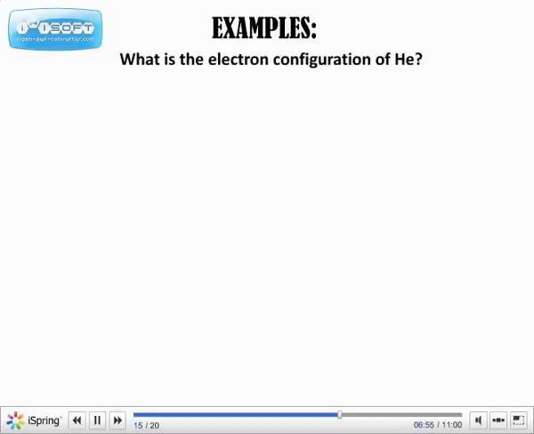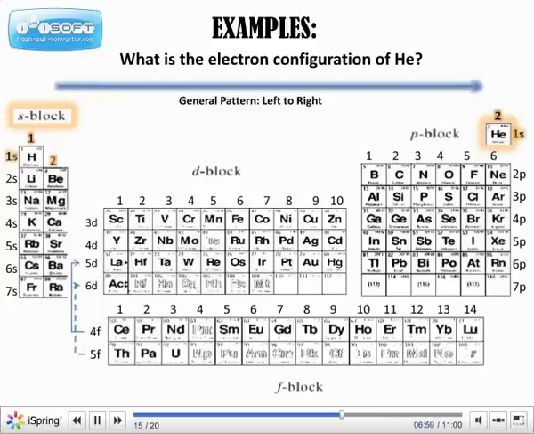Let's go over a few examples. What is the electron configuration of He? First, let's locate it on the periodic table. You always start from H, which is 1s1. Helium happens to be in energy level 1, sublevel S, with 2 electrons. So your answer is 1s2.